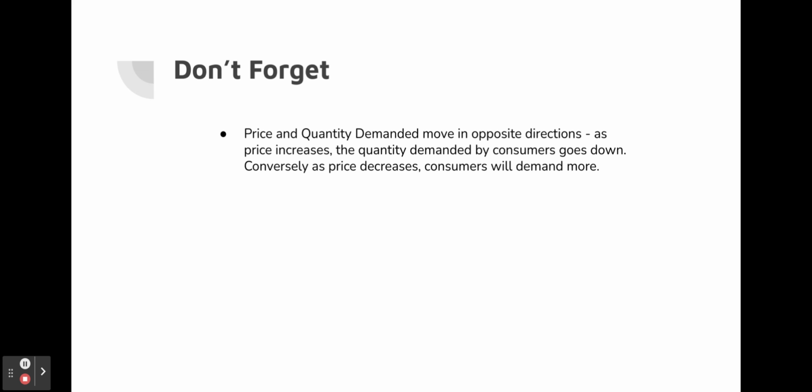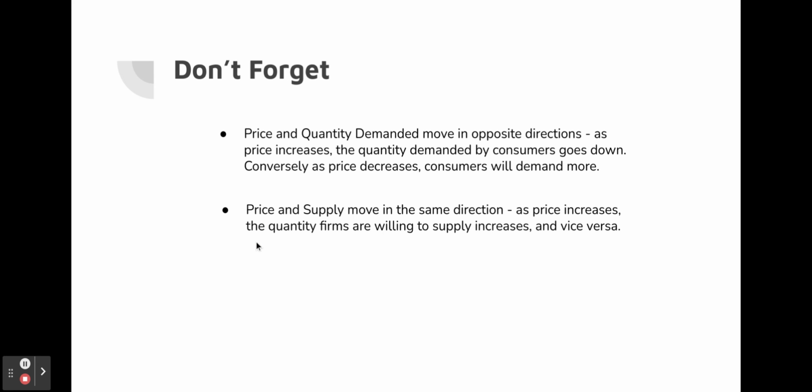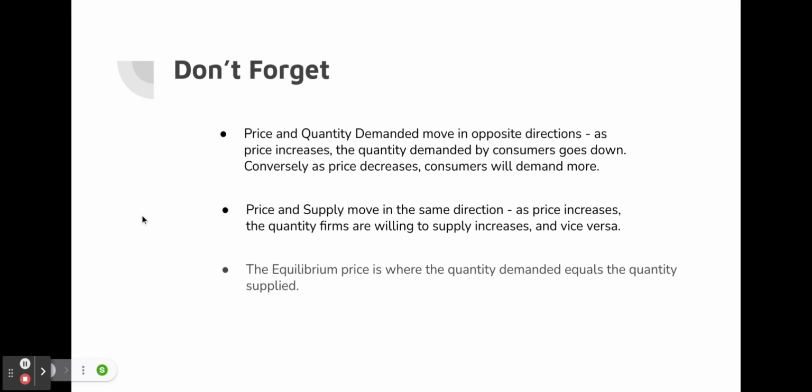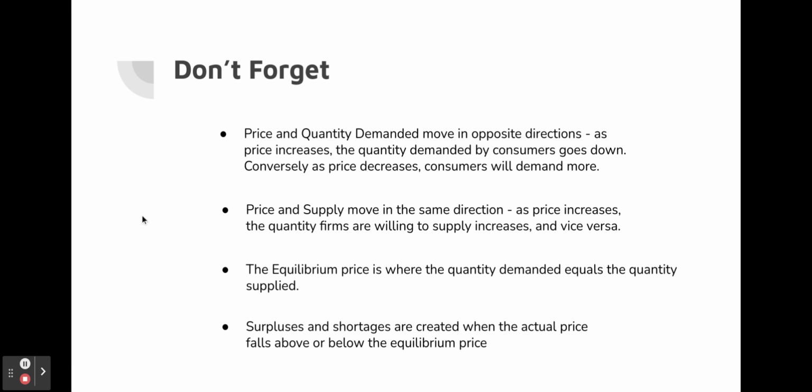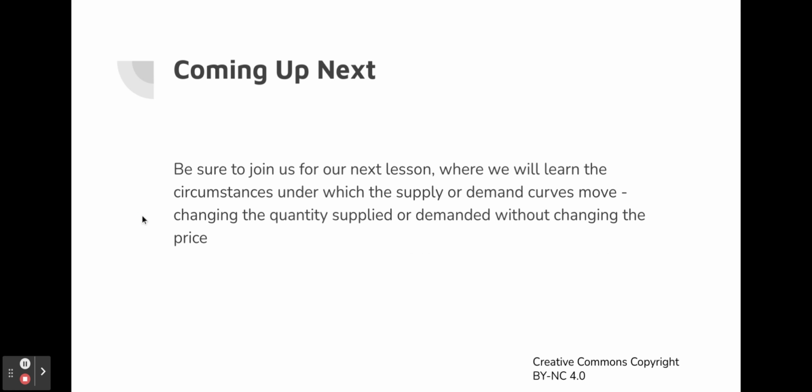Don't forget, price and quantity demanded move in opposite directions. As price increases, the quantity demanded by consumers goes down. Conversely, as price decreases, consumers will demand more. Price and supply move in the same direction. As price increases, the quantity firms are willing to supply increases, and vice versa. The equilibrium price is where the quantity demanded equals the quantity supplied. And finally, surpluses and shortages are created when the actual price falls above or below the equilibrium price.